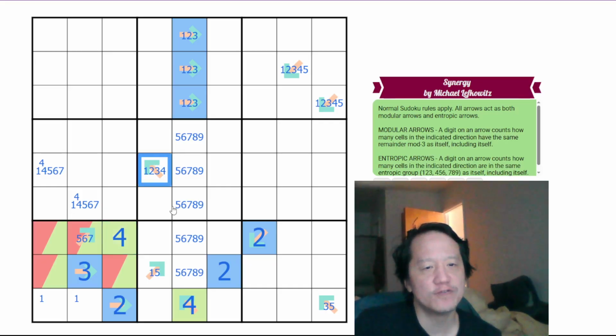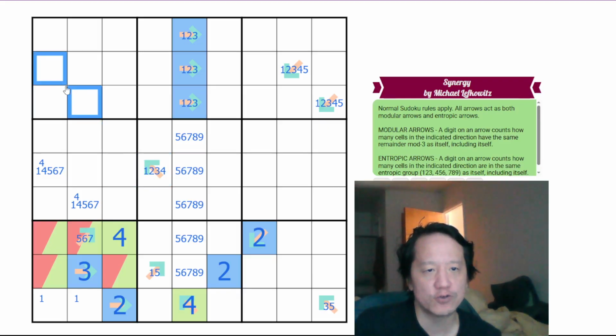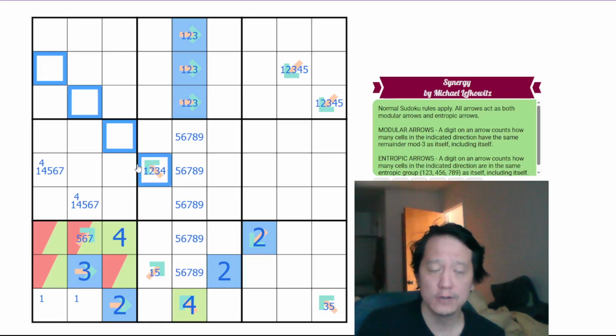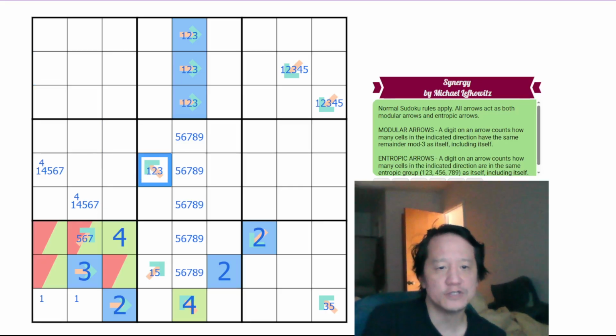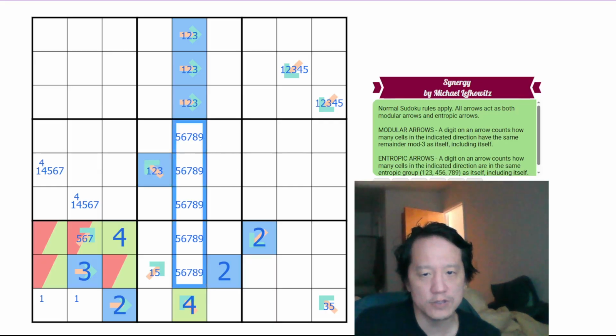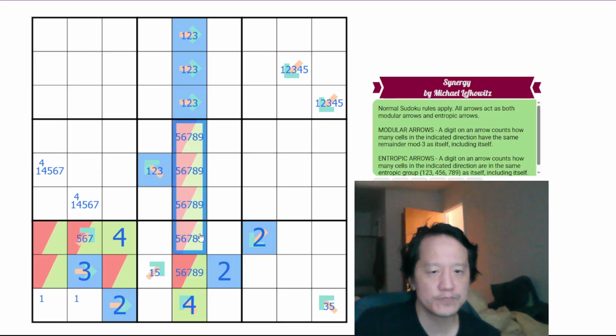Can this be 4? The answer is no, because again, you have the same problem. You would have to have all 4 of these digits be part of the same entropic set and modular set, which would require all of them to be 4. So this is a 1, 2, or 3, which is guaranteed to be low. These are middle or high.